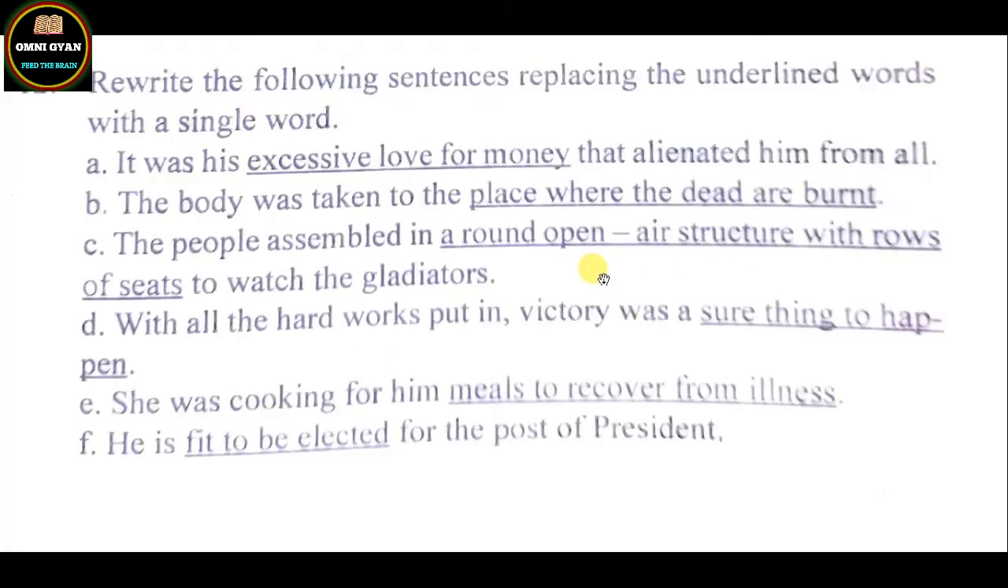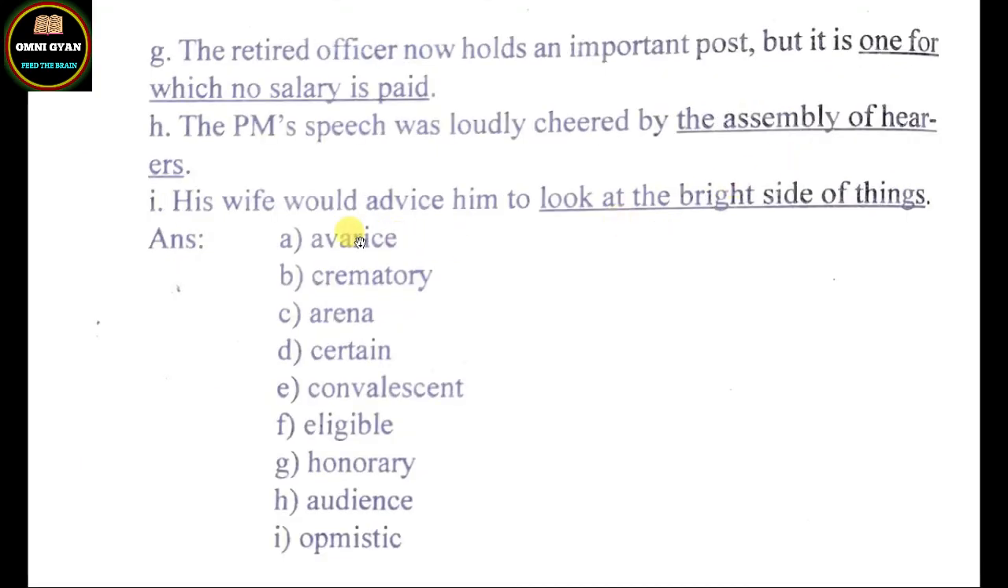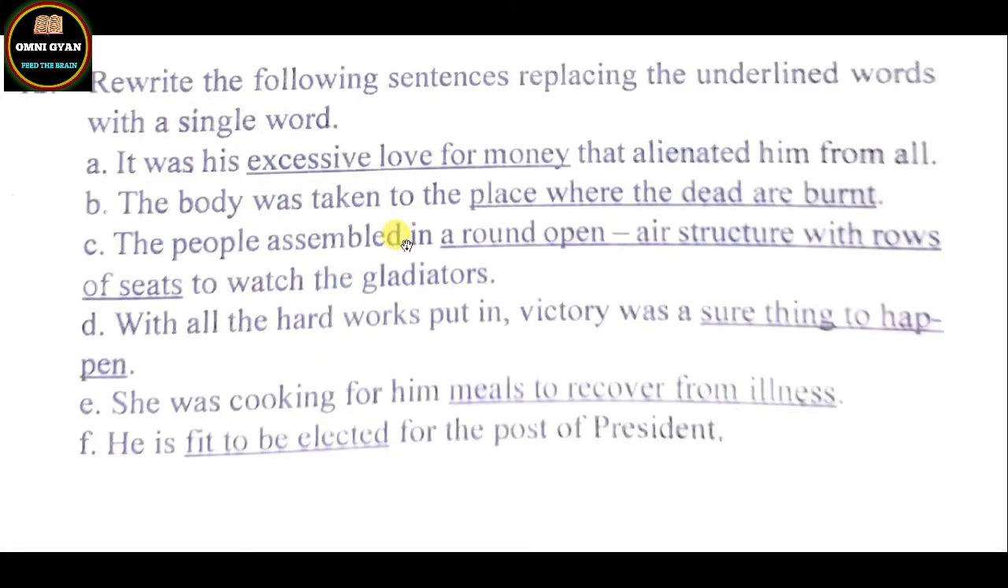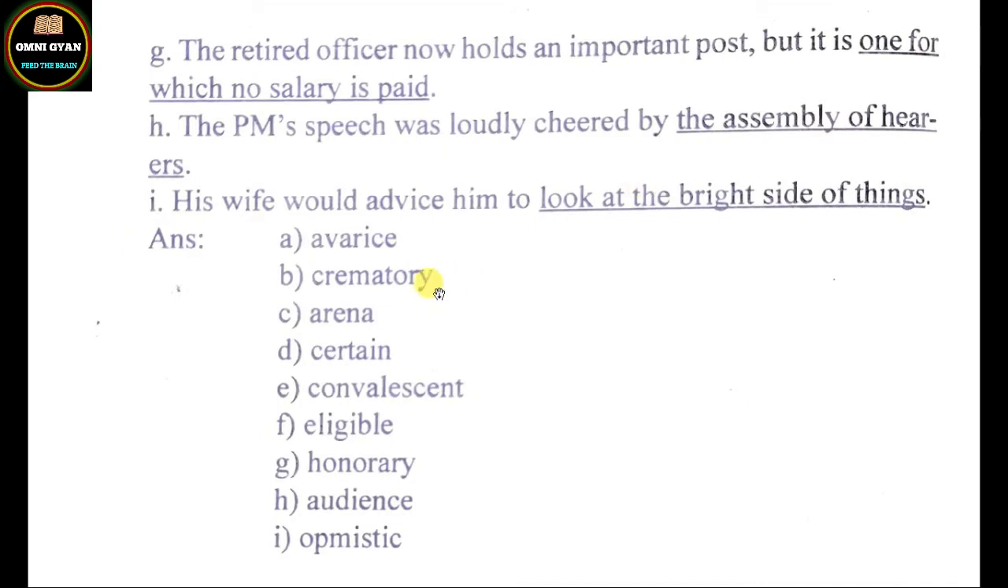We'll discuss the answers now. See, it was his excessive love for money that alienated him from all. So the answer is avarice. Okay, you can restructure the sentence and write accordingly. Okay, I'll just discuss the answers and not make the video lengthy now. Okay, the body was taken to the place where the dead are burnt. We call crematory. Okay, crematory is a place where dead bodies are burnt, and where dead bodies are buried are known as graveyard. So crematory is the answer for number B.